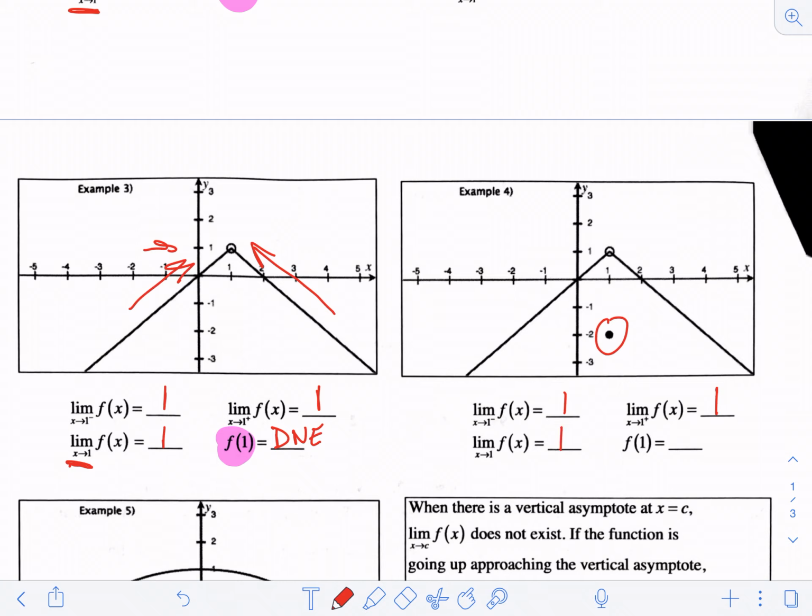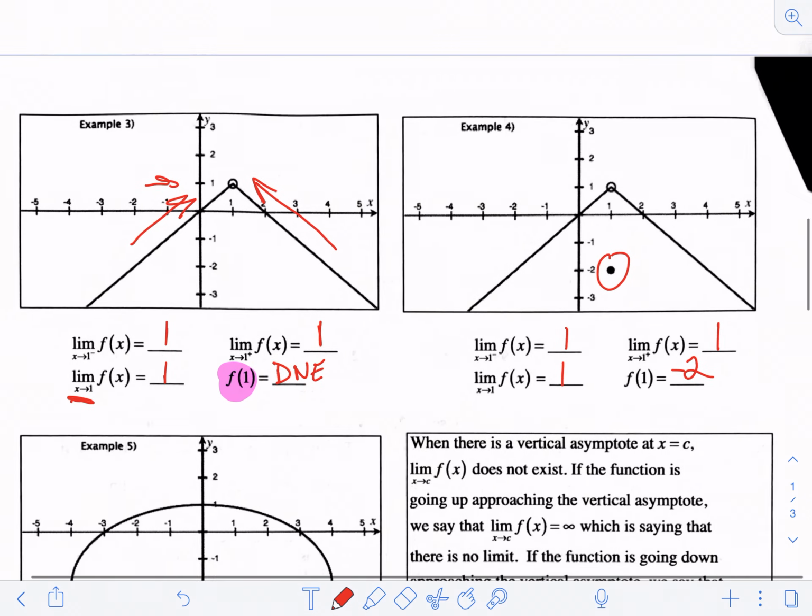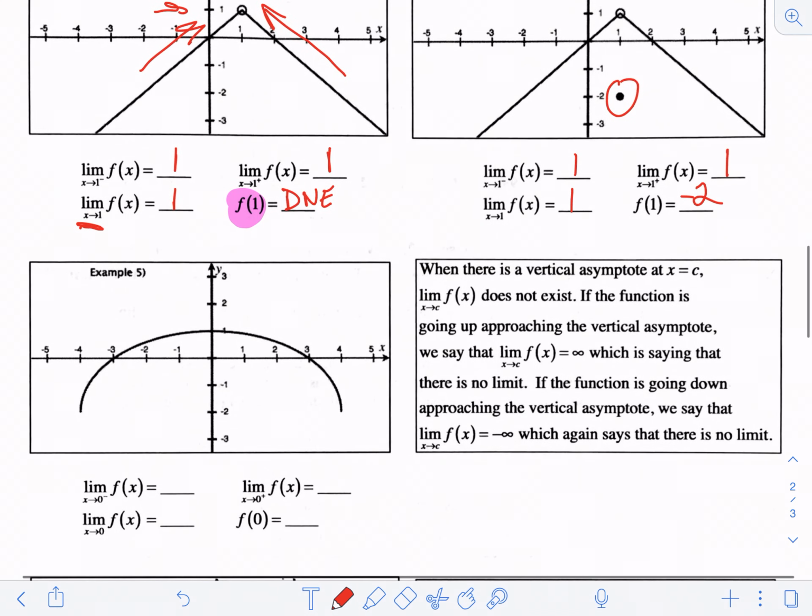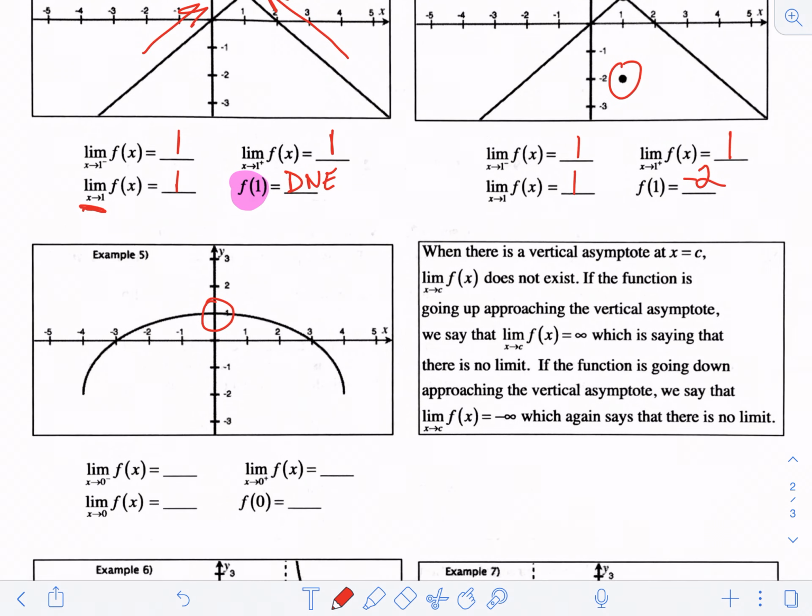But now what is f of 1? It is 2, because that's where the closed circle is, and that is the value I get when I plug in 1. Let's try one more. What about as x approaches 0? We're looking at this right here. Well, there's no break, there's no hole, there's no asymptote, there's nothing. All my values are going to be the same. As I approach 0 from the left and from the right, both of my limits are going to be 1.